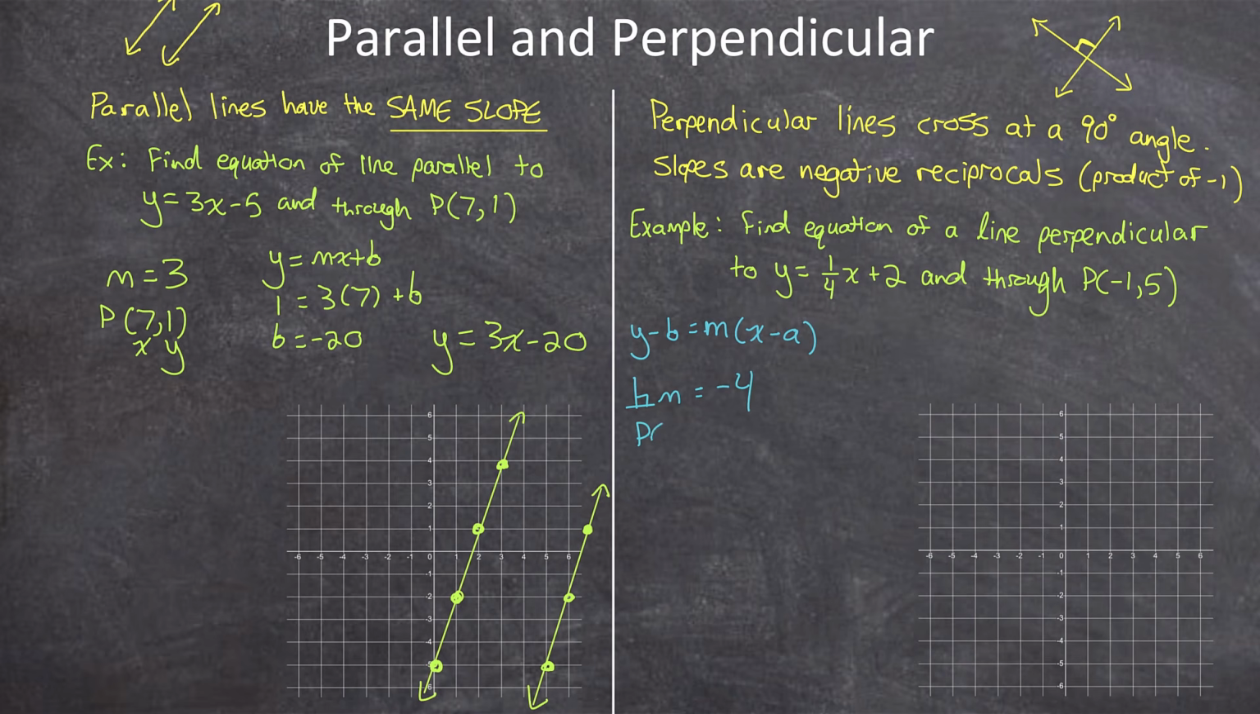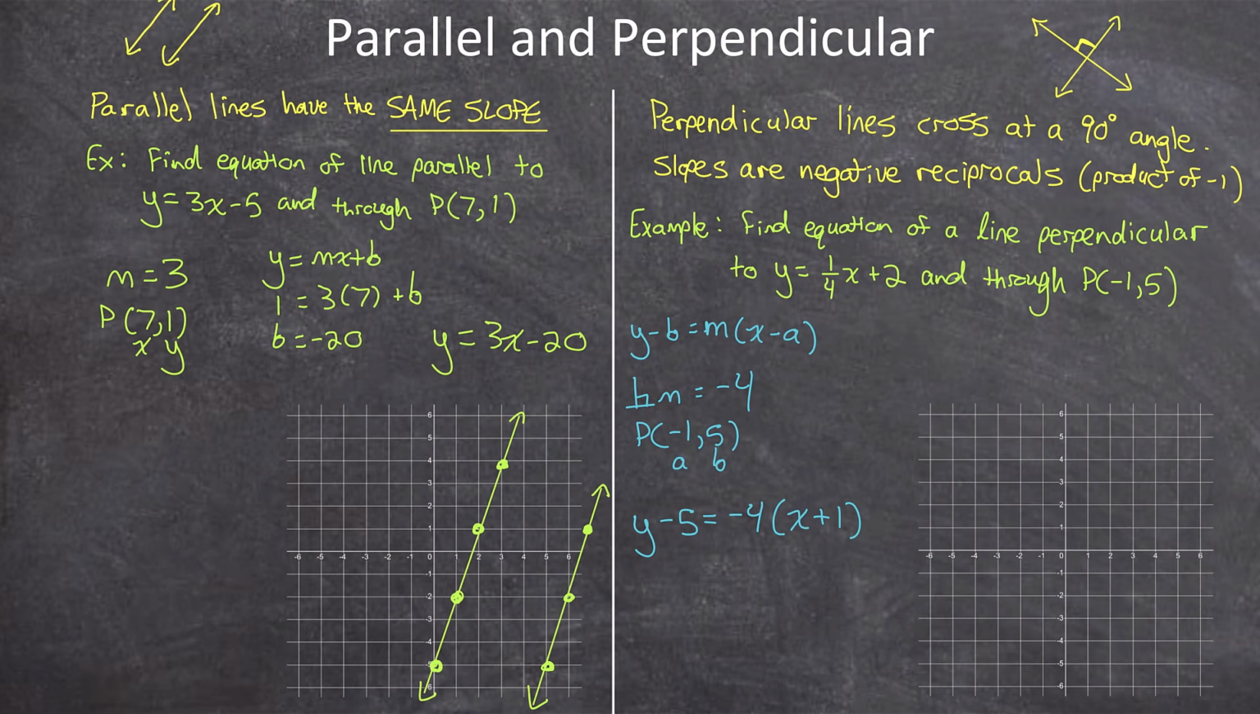The point that the line goes through is negative 1, 5, so I can make that my a and my b values of my point slope form. So the point slope form equation would be y minus 5 equals negative 4, x minus negative 1, which I would write as x plus 1.